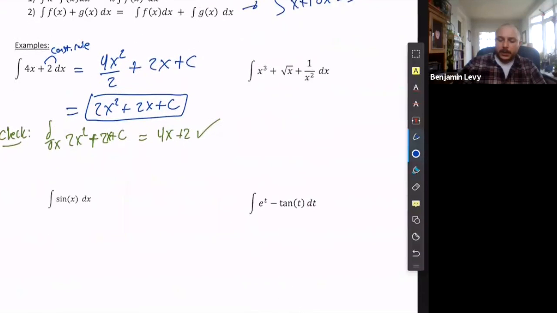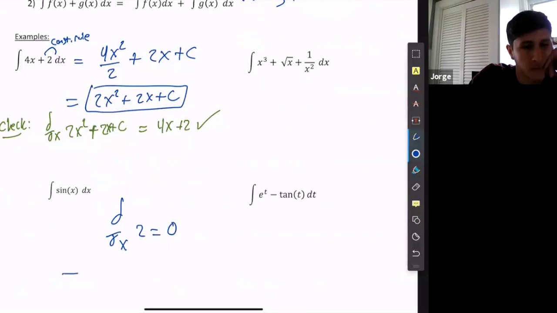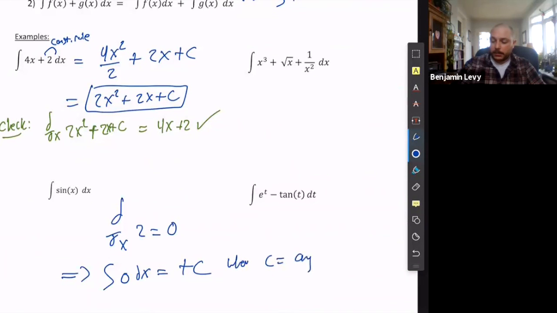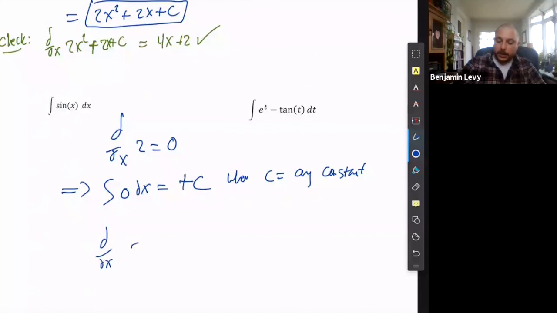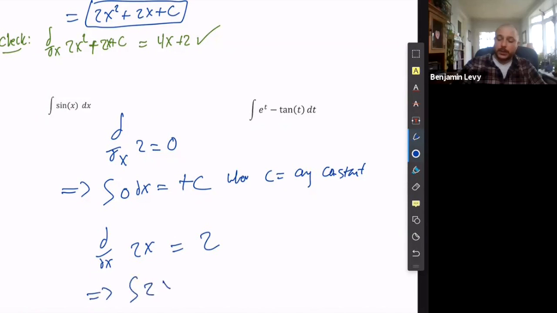Yeah, so what you're saying is when you take the derivative of 2, you get 0. That's why when we integrate nothing, we do a plus c, because the 2 just goes away. When we integrate nothing, we don't know that it used to be a 2, so we just do a plus c, where c is any constant. Now, if we differentiated 2x, the x goes away and we just get 2, right? Is that okay?